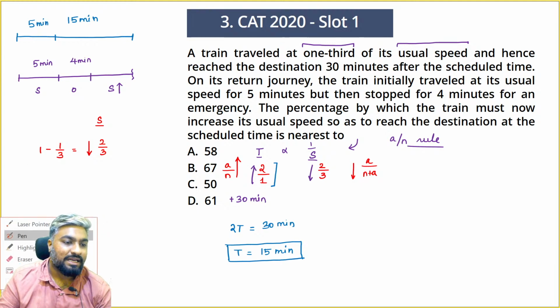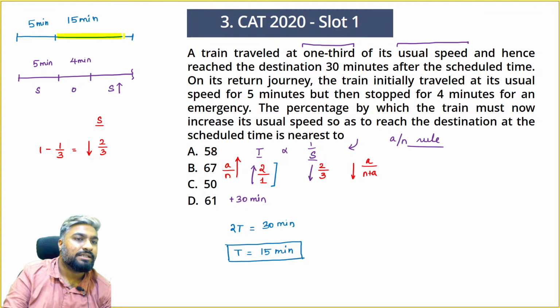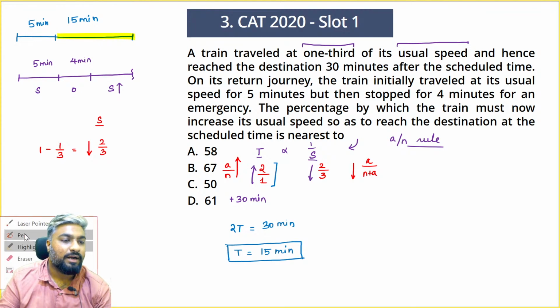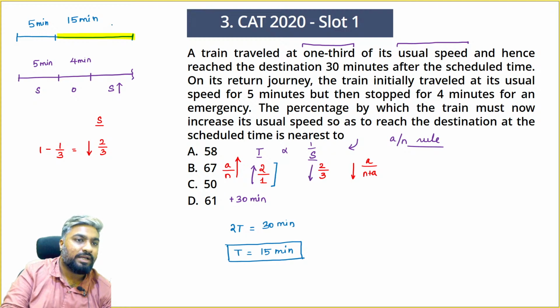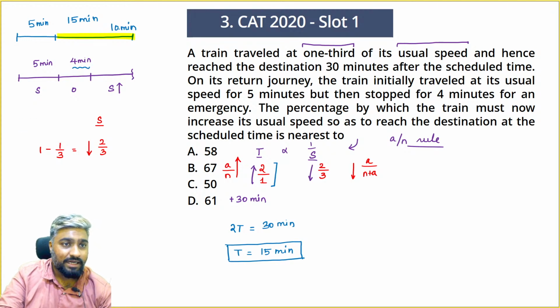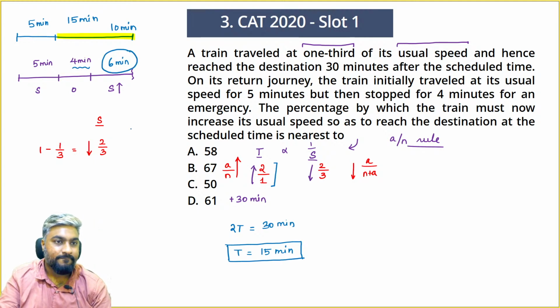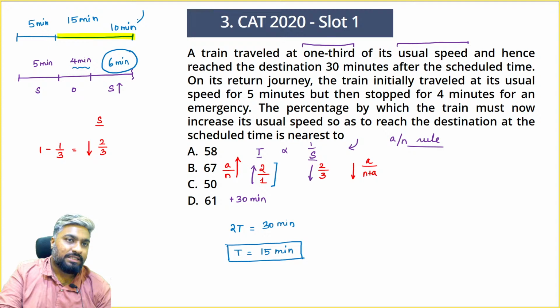So can I say this remaining distance should be covered in what? This remaining distance usually will be covered in 10 minutes. But since the train is stopping for 4 minutes, we are only left with 6 minutes. Say yes if you got this, guys. The 10 minutes journey should now be covered in 6 minutes.